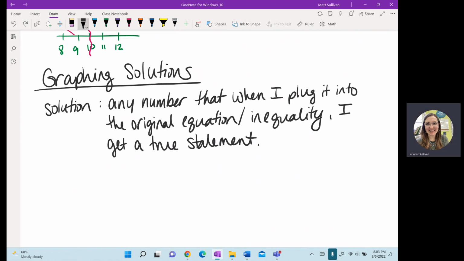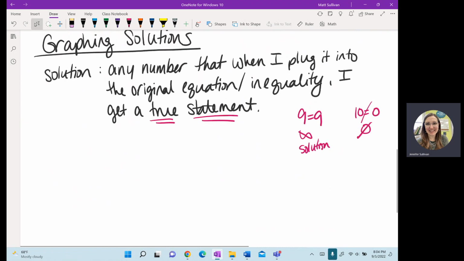So the thing to remember is that, again, solutions always give us a true statement. When we were looking at true statements before, we were seeing things like 9 equals 9. That's a true statement, and this would give us an infinite solutions type of answer. Or we might see 10 equals 0, and this one was a no solutions because this wasn't a true statement. But now our statements are going to include inequality. So let's take a look at that.